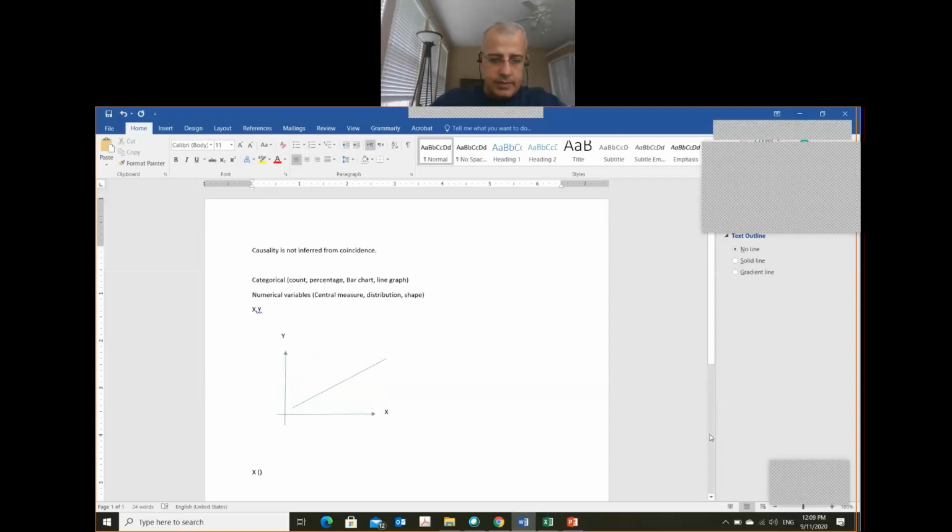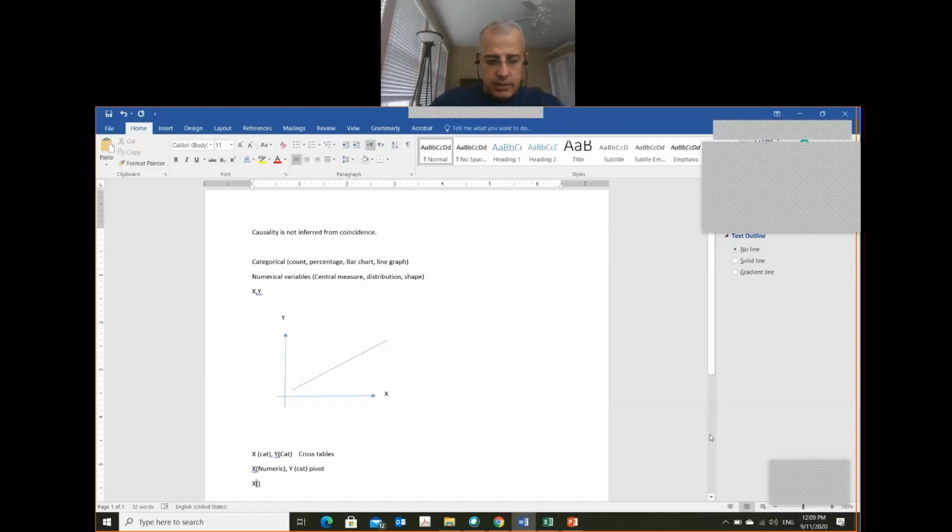For the relationship between X category and Y category, we can use cross tables to see if they are related. If either of these two variables is numeric, and the other one, Y, is categorical, we use a pivot table, or we can break down a numerical variable by the categories in Y. And if X and Y are both numeric, we use correlation.